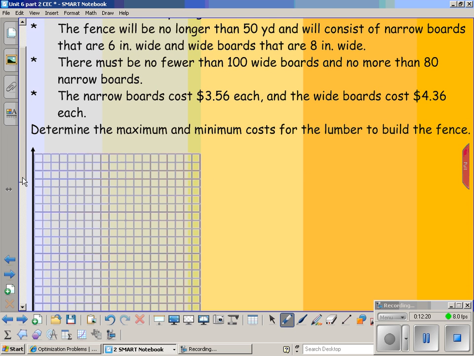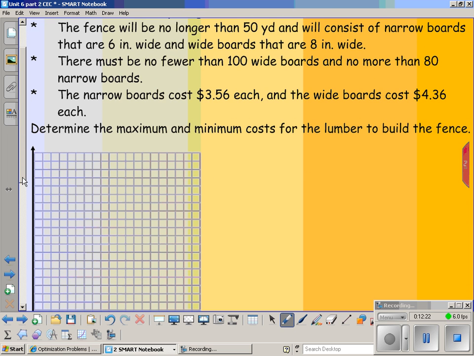So just like in our last example, first of all, what we need to do is identify the variables that we're going to work with. So let's let N represent our narrow boards, and W can represent our wide boards.